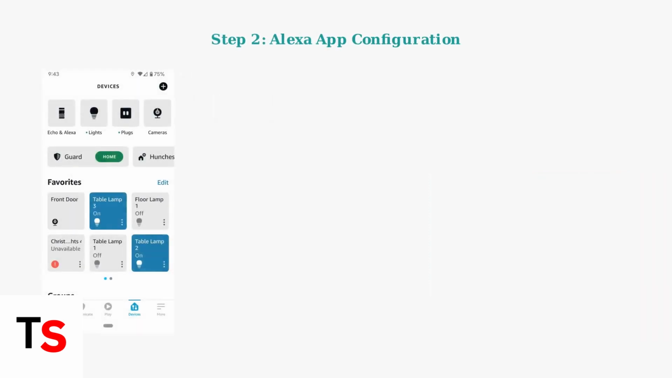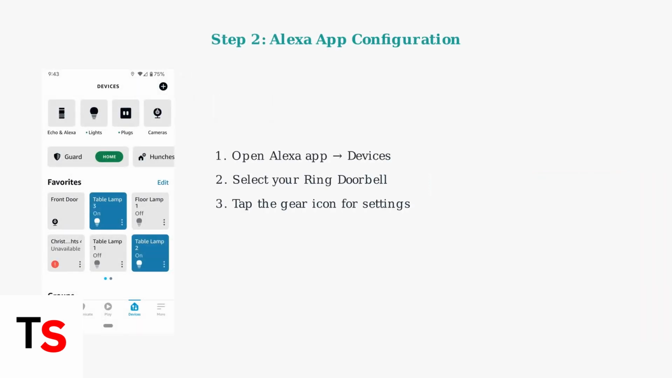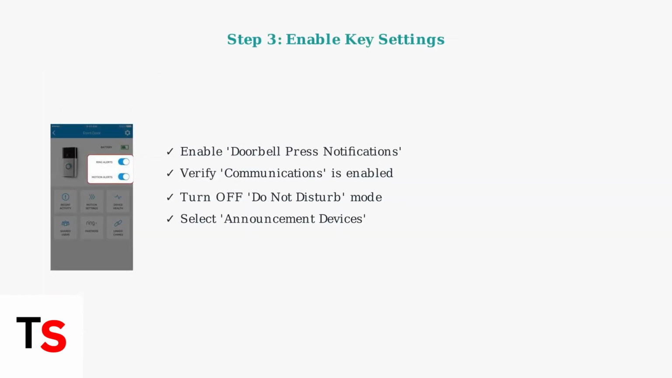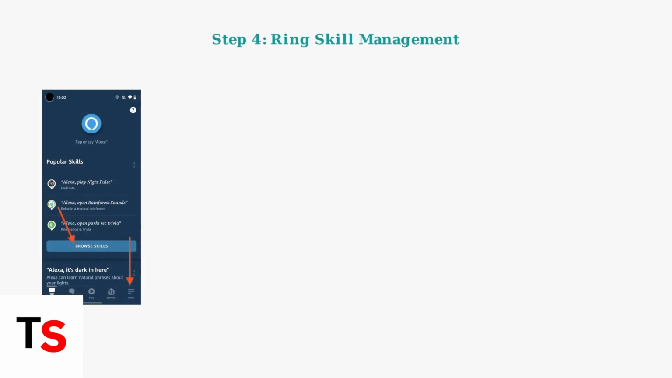Next, open the Alexa app and navigate to the Devices section. Select your Ring doorbell from the list, then tap the gear icon to access the device settings. In the device settings, ensure that doorbell press notifications is enabled and verify that communications is also turned on. Make sure Do Not Disturb mode is turned off and select Announcement Devices to choose which Echo devices should receive notifications.